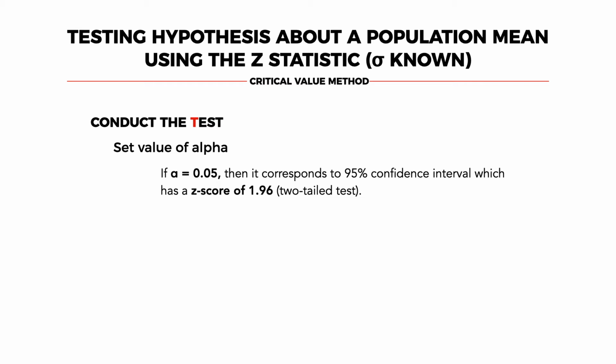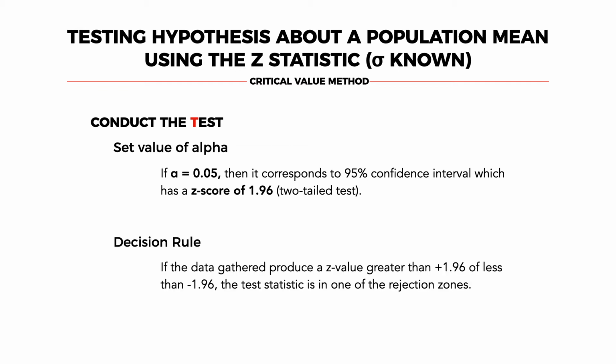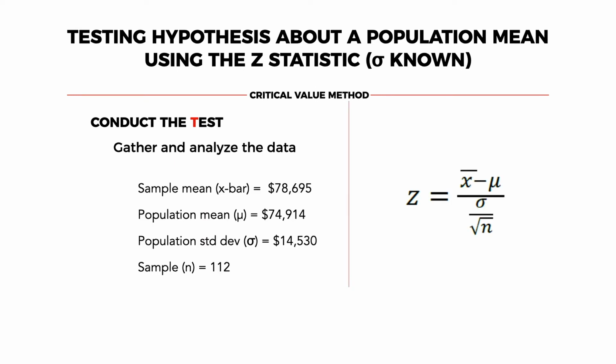The next step is to conduct the test and to set the value of alpha. So let us say that the value of alpha is 0.05, which has a z-score of 1.96 in the two-tailed test. And our decision rule is that if the data gathered produce a z-value greater than 1.96 or less than negative 1.96, the test statistic is in one of the rejection zones. The next step is to conduct the test by gathering and analyzing the data.